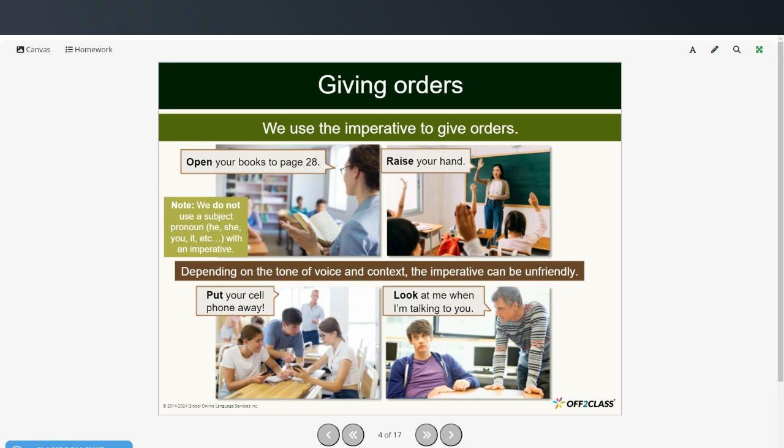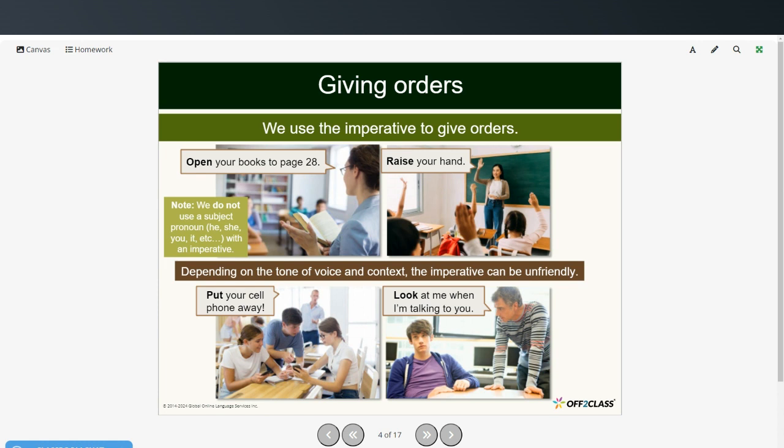Now, giving orders. We use the imperative verb tense to give orders. And so you'll notice that we don't use a subject pronoun such as he, she, you, or it, etc. with an imperative. So these are some examples. Open your books to page 28. Raise your hand. Put your cell phone away. Look at me when I'm talking to you.